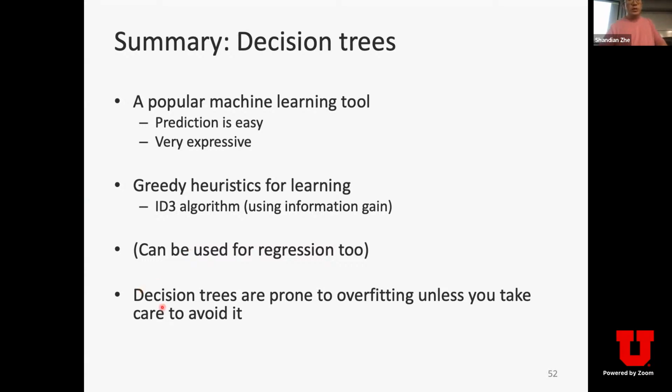And decision trees are also prone to overfitting because they are so powerful. If you don't restrict the growth of a decision tree, it can overfit any classification data set you can get, right? So in practical usage, we always need to specify some strategies to avoid growing the tree too much and to restrict the tree size. Okay, any questions so far about decision trees?